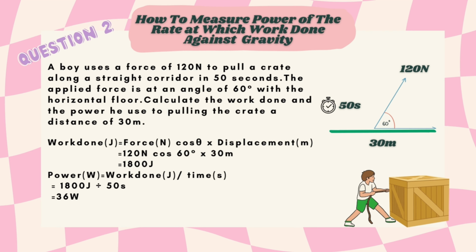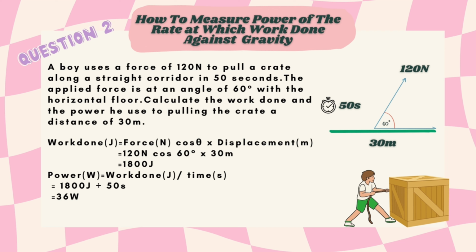Let's move to the second question. How to measure power as the rate at which work is done against gravity? A boy uses a force of 120 Newton to pull a crate along a straight corridor in 50 seconds. The applied force is at an angle of 60 degrees with the horizontal floor. Calculate the work done and the power he used to pull the crate a distance of 30 meters. Work done is equal to force cos theta multiplied by displacement. So 120 Newton times cos 60 degrees times 30 meters and we get 1080 joules.